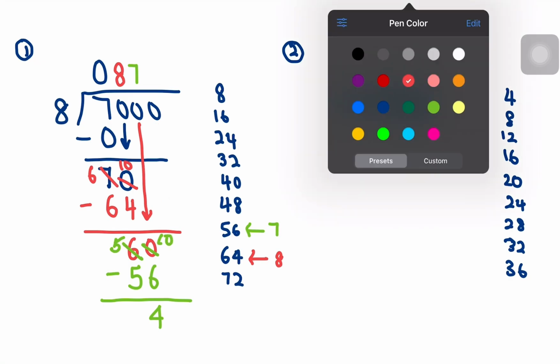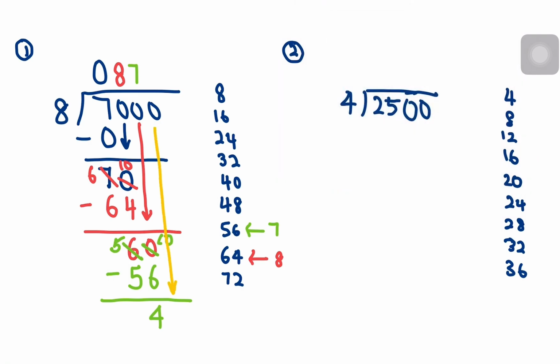Oops. Okay, use another color. Bring down the last 0. Okay, and then it becomes 40.